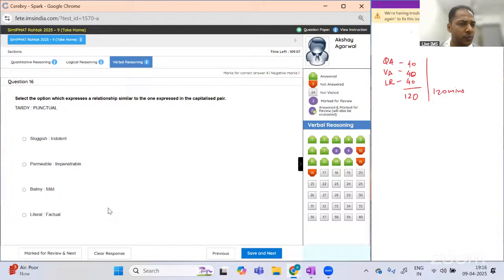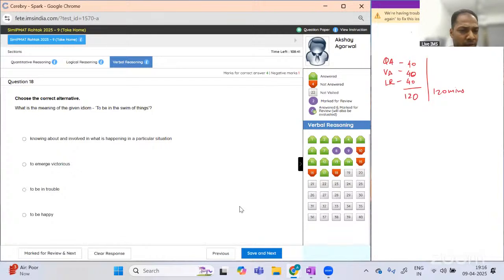Tardy is punctual. Again, pass this. Hot is to warm, a milder version of this. Freezing is to cool. Large is to small, accurate is to genuine. So hot is to warm is the same as freezing is to cool, a milder version. So I think, yeah, this was easy.